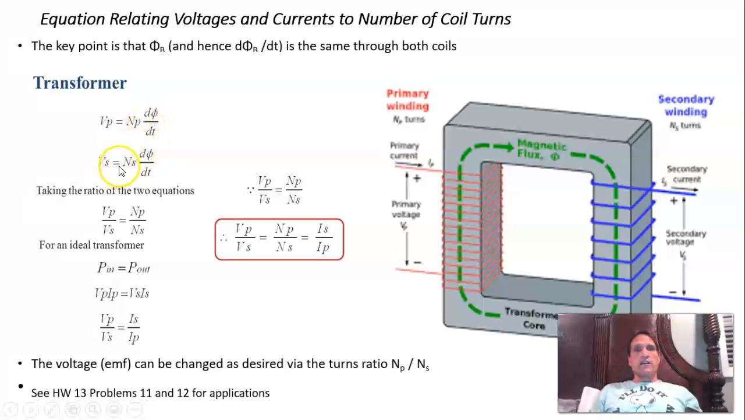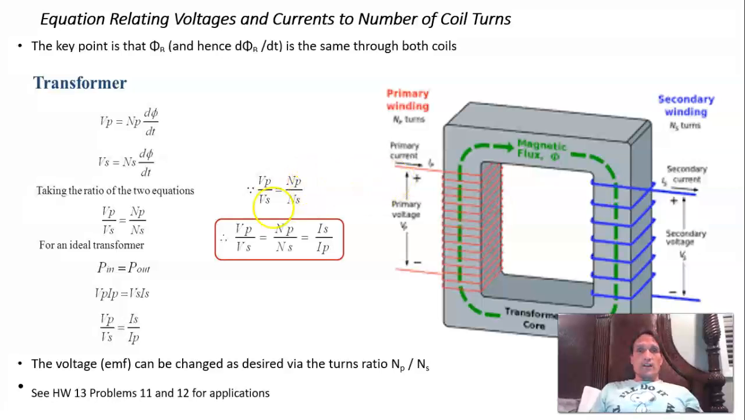And the voltage in the secondary is equal to the number of turns in the secondary coil times the change in the flux through the secondary with time. Now we've said that the flux through both coils is equal, so the rates of change are equal. If we divide this side by Np and this side by Ns, the change in flux is the same for both, and we get that Vp over Vs is equal to Np over Ns.